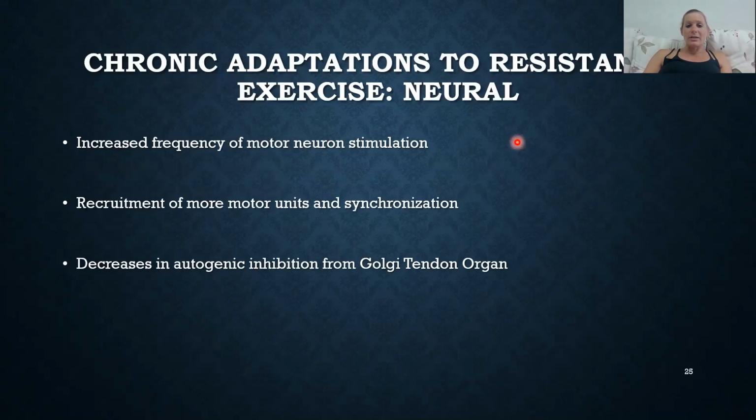Okay, so when we look at the neural modifications with chronic resistance training, I'll see an increase in frequency of motor neuron stimulation. Additionally, I'm able to have better synchronization of the motor units, so I'm able to stimulate them in a more coordinated fashion, which would allow me to increase my force production. I'm also going to see a decrease in autogenic inhibition from the Golgi tendon organ. Basically, that means it's more difficult for us to activate the Golgi tendon organ, which is good because then I can produce more force before the muscle gives out. So that's good news.